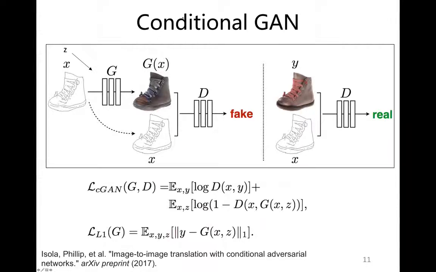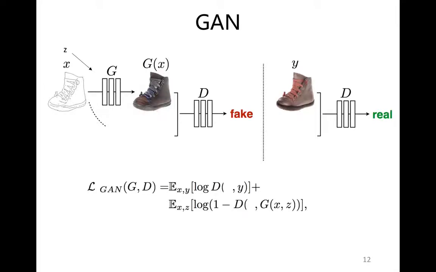So here we use the conditional GAN to learn the transformation from x to y. The first loss is the conditional GAN loss. The difference is that in the discriminator, we use both x and y as the input to the classifier, and in the generator, we have additional input x. We can also combine this loss with the traditional regression loss to get a trade-off between these two losses. Compared to GAN, this is conditional, and this is GAN, where we don't have x as input.